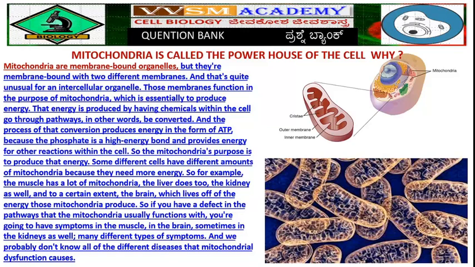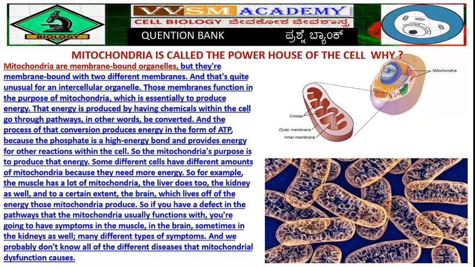That energy is produced by having chemicals within the cell go through pathways, in other words, be converted. That conversion produces energy in the form of ATP, adenosine triphosphate, because the phosphate is a high energy bond and provides energy for other reactions within the cell. So the mitochondria's purpose is to produce the energy. That's why it is called the powerhouse of the cell.